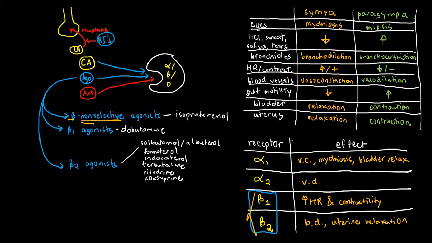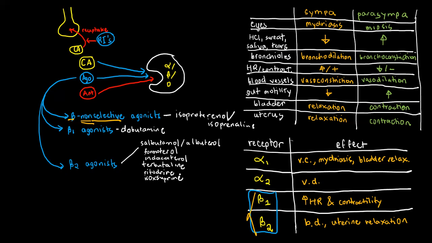For beta non-selective, the one and only example always mentioned is isoproterenol, also known as isoprenaline. I just remember that right now. For beta 1 agonist, the shining star of most books is dobutamine, not to confuse with dopamine, okay? And beta 2 agonists are just a lot, and these are some of the popular ones. Salbutamol, also known as albuterol, which is arguably the most popular of the group. Formoterol, indacaterol, terbutaline, ritodrine, and isoxsuprine.